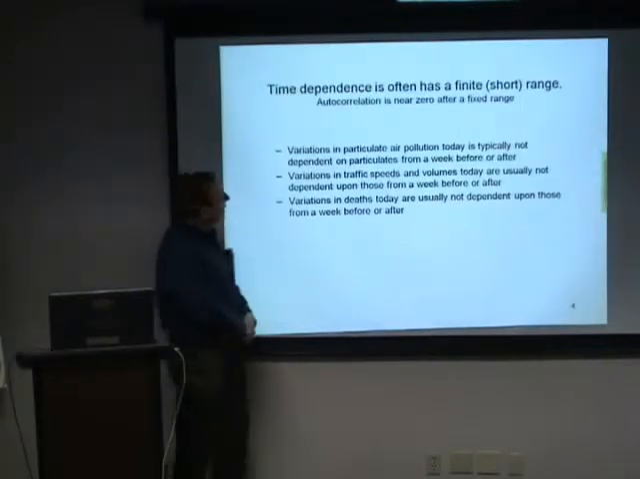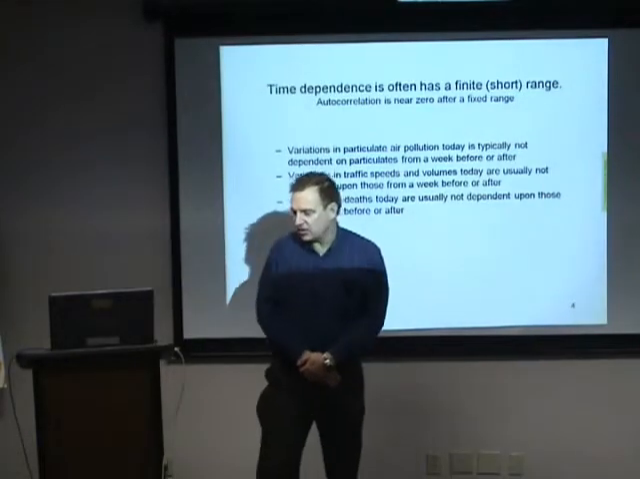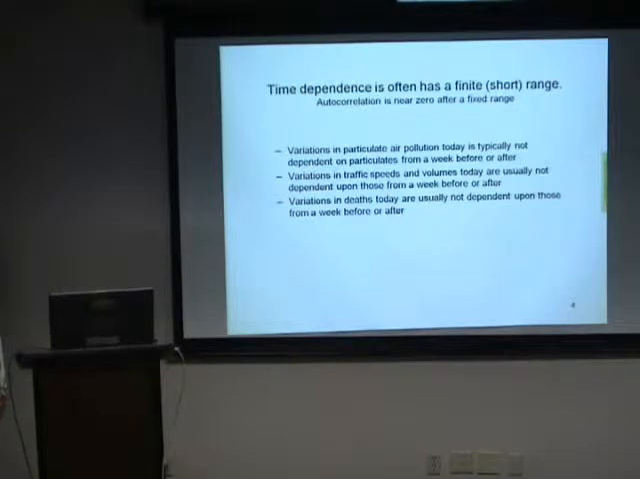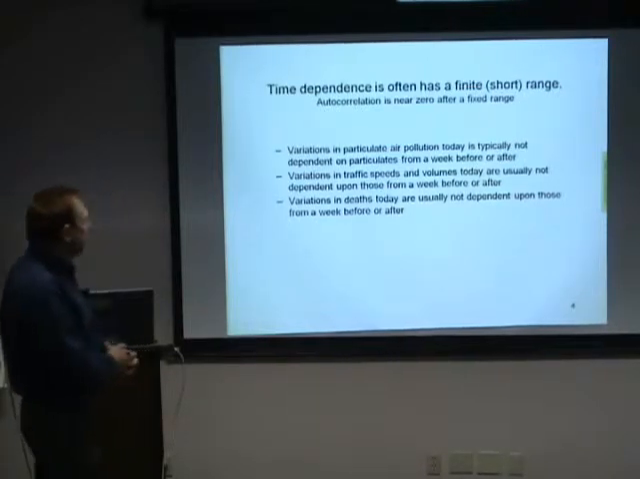We're going to assume that, and it's an assumption, and all models are wrong, sometimes they're useful. Time dependence has a finite range. Autocorrelation is near zero after a fixed range. So variation in particulate air pollution today is typically not dependent on particulates from a week before or after, or you can make it a month before or after. You can pick the time lag.